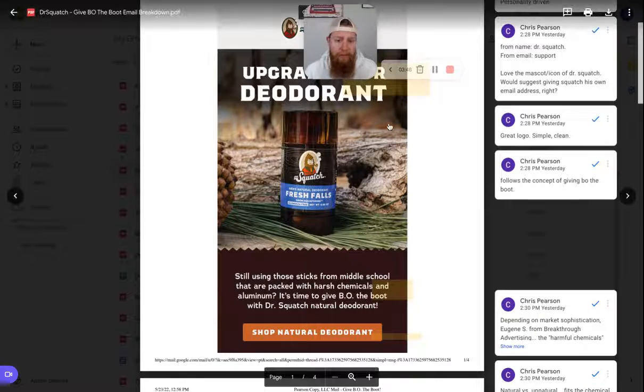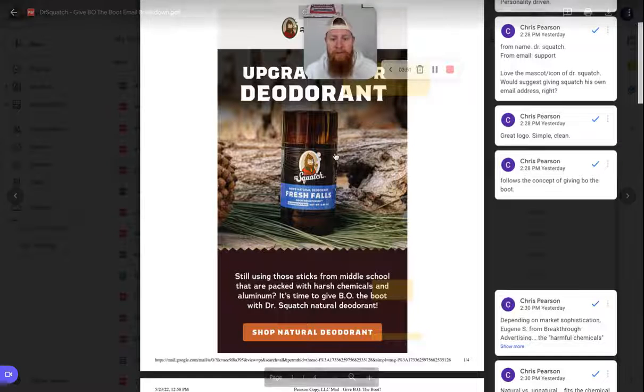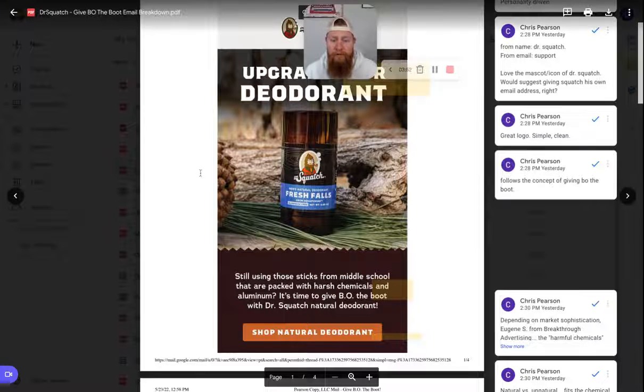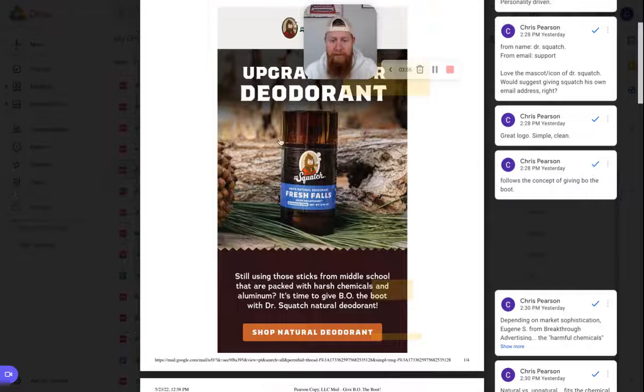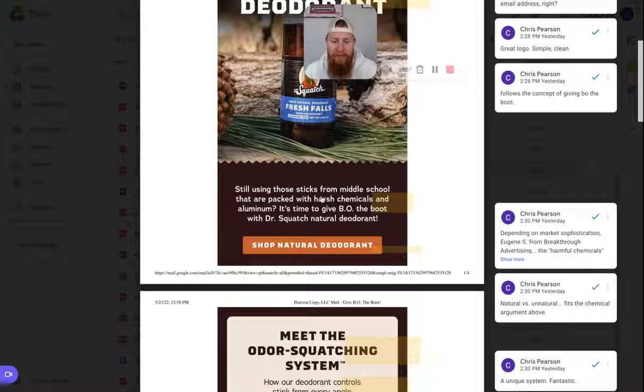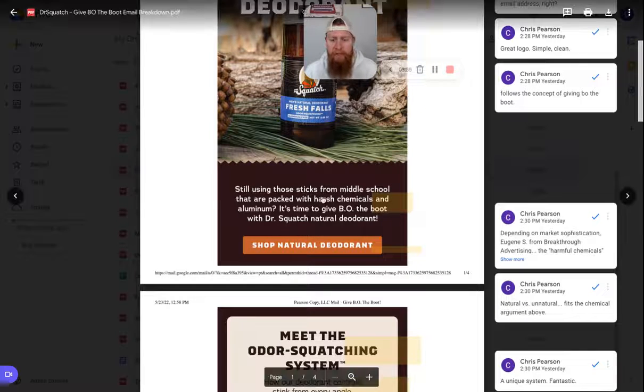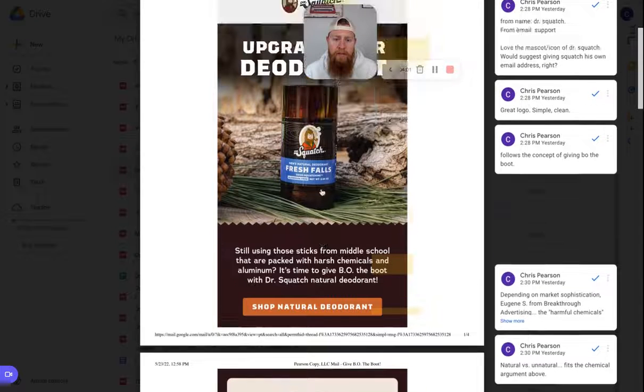I do prefer plain text, but the design and layout is very simple, very clean, and I enjoy Dr. Squatch's brand and their aesthetic and the way they design things. But anyway, back to this piece. Something else that I noted here is Dr. Squatch. I don't have data to back this up, but I assume they're targeting primarily men in the men's grooming, men's care market or niche.